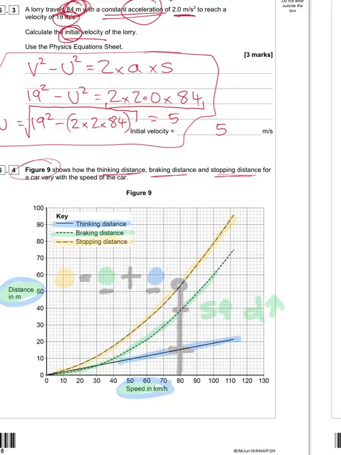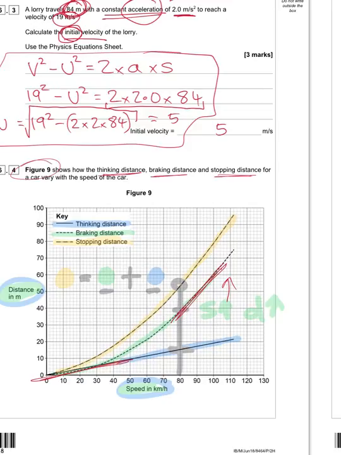So if you look at the gradient initially, for braking distance it's got a very shallow gradient. So initially the braking distance increases at a low rate as speed increases, but later on, as speed continues to increase, the rate at which braking distance increases is getting larger, faster, because it's shown by the fact that there is a steeper gradient later on.